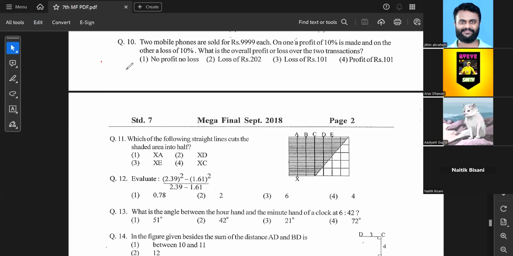The cost price has to be the same, I think. So sir, we should try doing the unitary method in this question. Sir, I have an idea. Share your ideas.